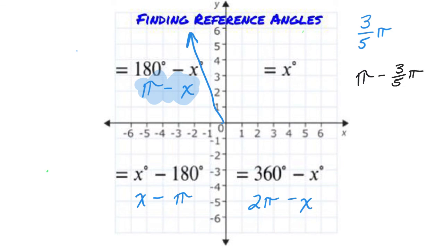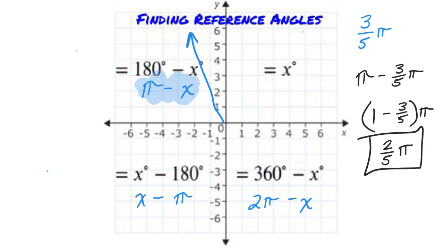Well, we can eliminate our pi's like we did the other day: 1 minus 3/5, keep it in parentheses, and then tack the pi onto the outside. And then the pi is just going to attach to whatever ends up on the outside. 1 minus 3/5 is 2/5. So the reference angle for 3/5 pi is 2/5 pi.